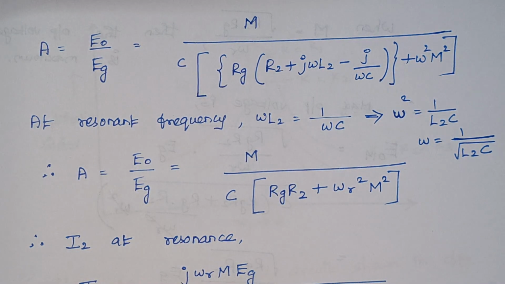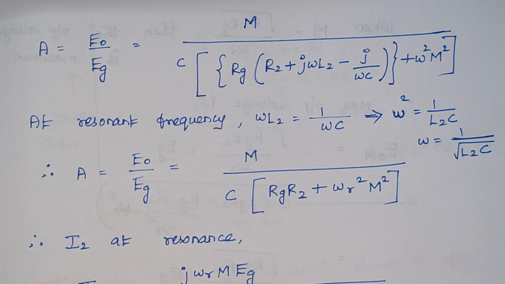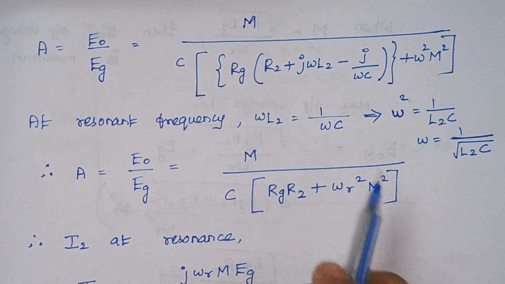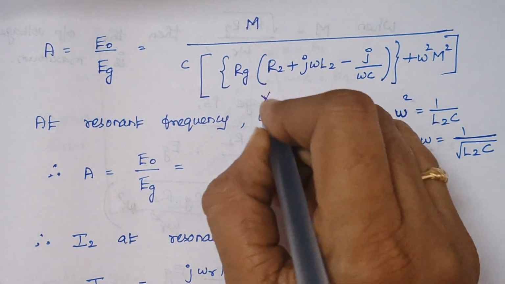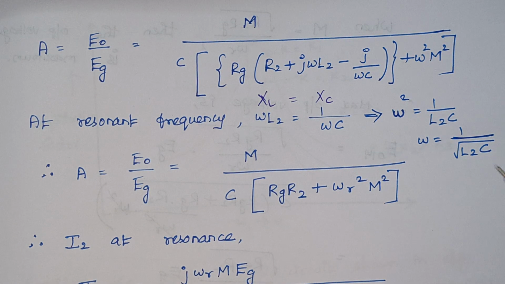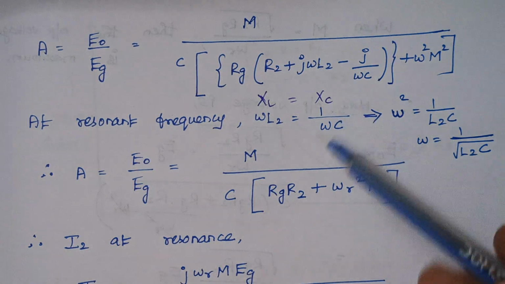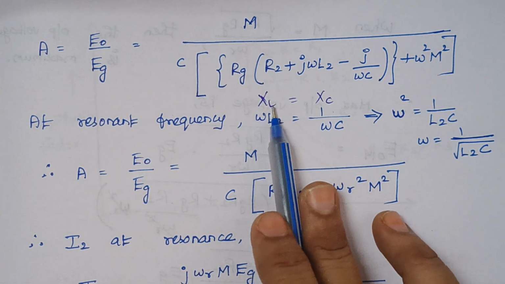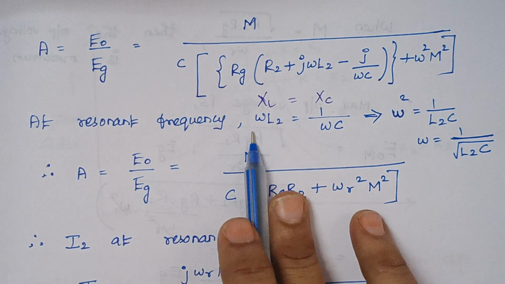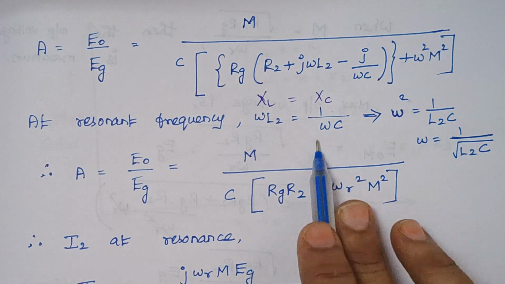Now the next thing is we are moving to a condition known as resonant frequency. Resonant frequency is nothing but omega L equal to 1 by omega C. Or in other words, we can say XL is equal to XC, that is, inductive reactance is equal to capacitive reactance. In this case, XL is given by omega L2, because we are considering the elements of coil 2. Therefore, omega L2 is equal to 1 by omega C.